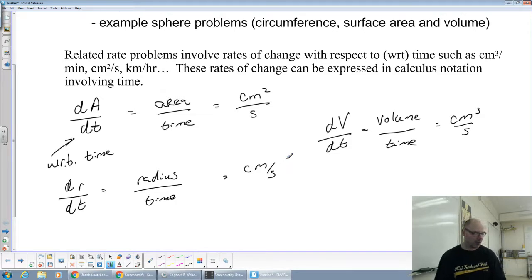Now you could do it per minute as well and stuff like that, but you have to make sure that the units kind of match up in the question. Sometimes you have to convert from seconds to minutes or minutes to seconds, sometimes centimeters to meters, making sure all the measurements are the same. Okay? So those are the 3 rates of change that we're going to use in sphere problems, expressed as a calculus derivative. Okay? And this is where we use the fractional type derivative notation, because it helps us with understanding area versus time, radius versus time, volume versus time.